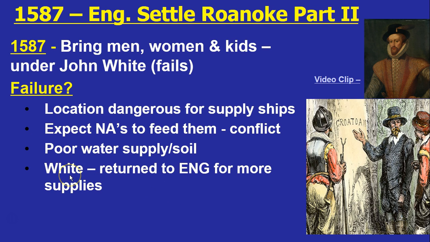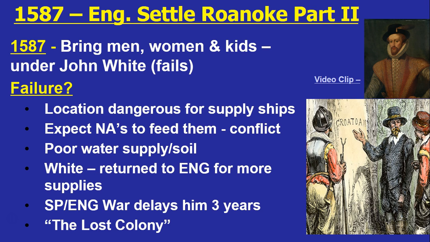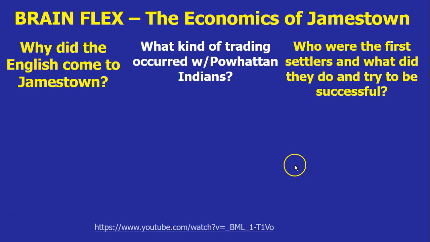The second attempt under John White results in him actually returning back to England for more supplies. He doesn't return for 3 years, and he is unable to get back to the colony because of this Spanish-English war that's going on. And when he comes back finally in about 1590, they find nothing left. There's a fort that was roughly built, with the word Croatoan carved in one of the posts, which nobody's really ever completely deciphered, but there's not a trace of anyone, and it becomes known as the Lost Colony.